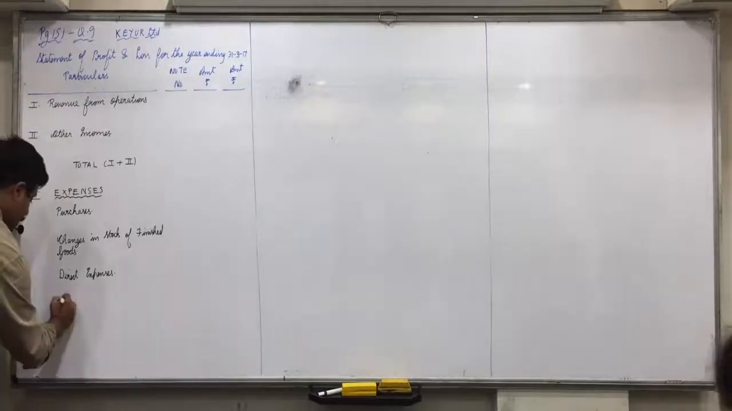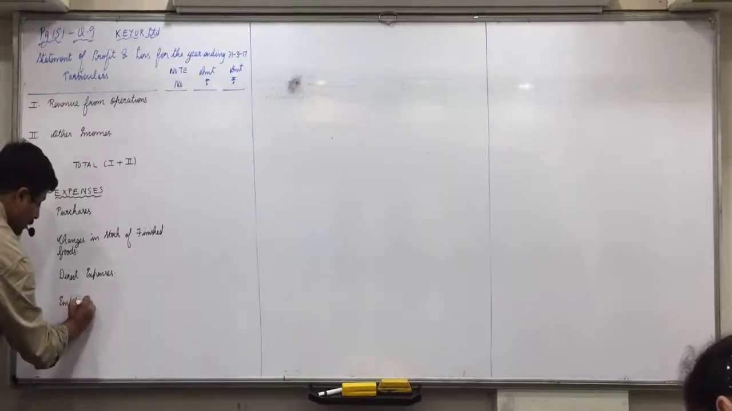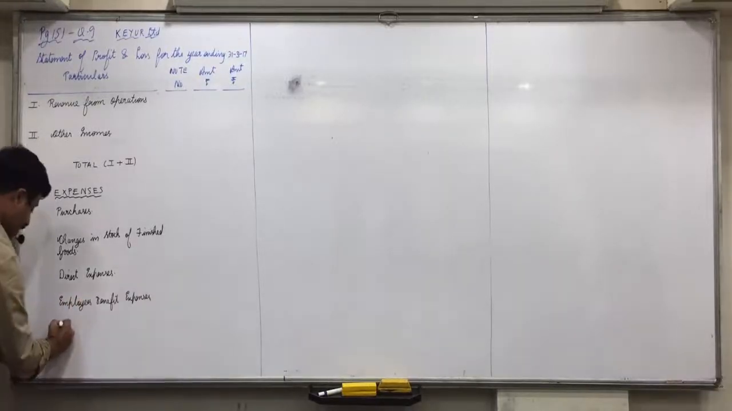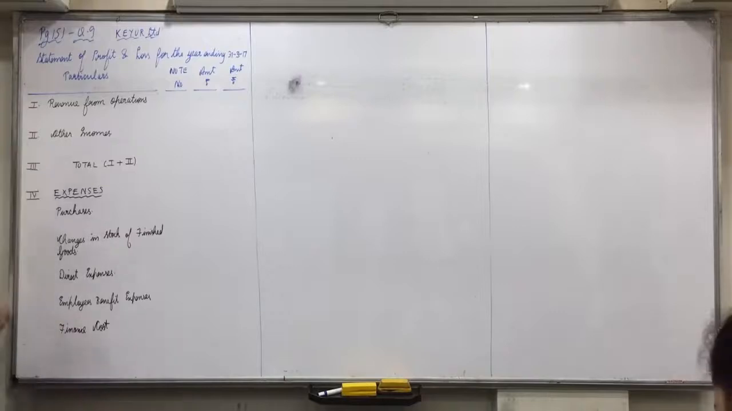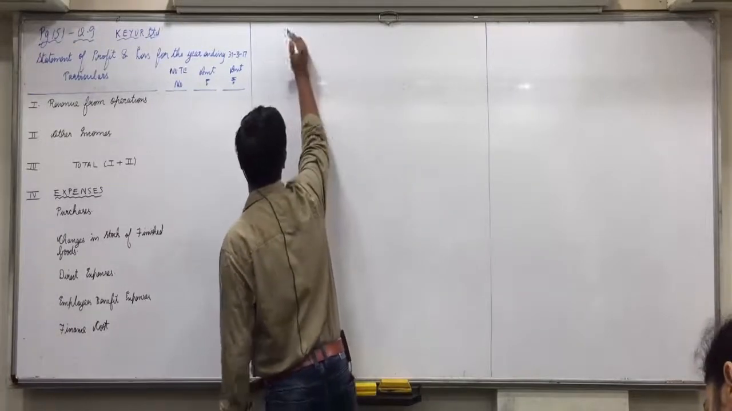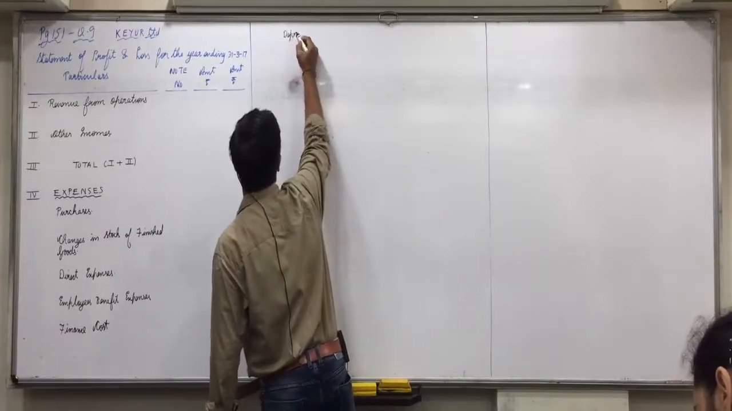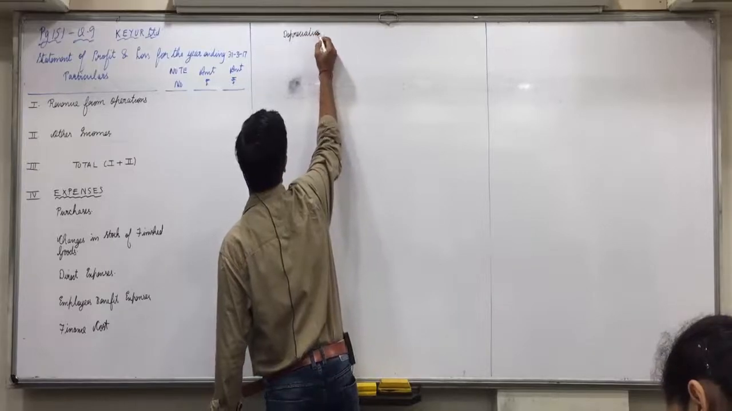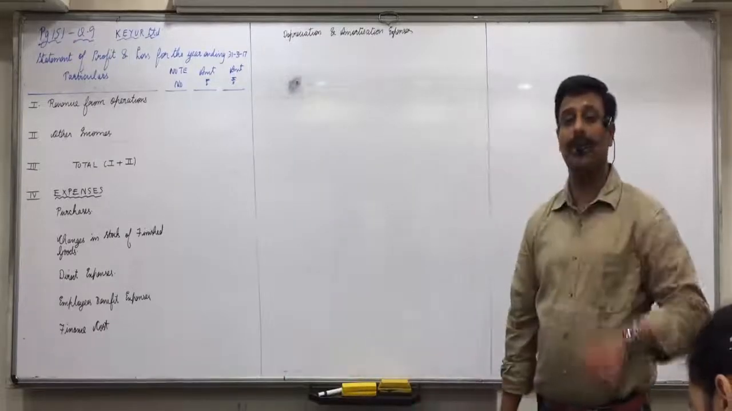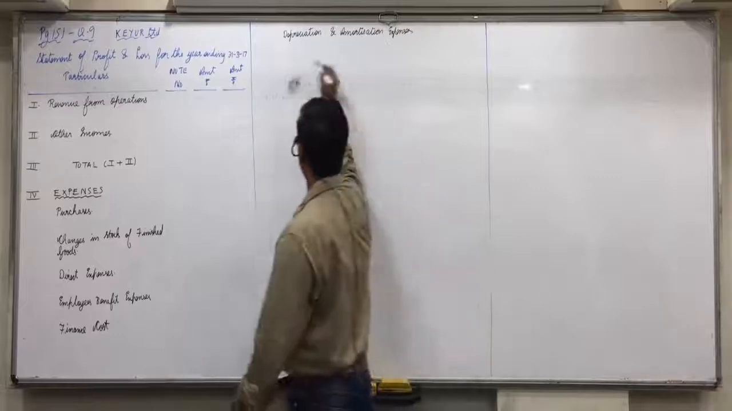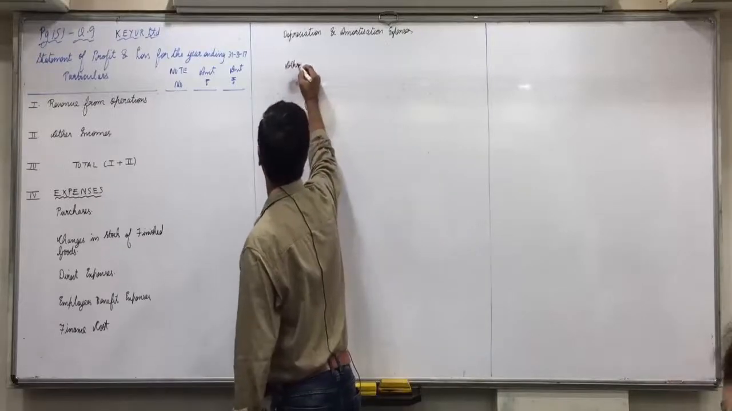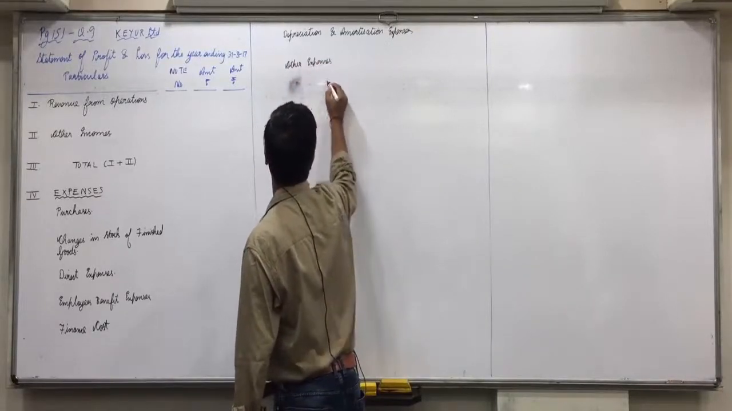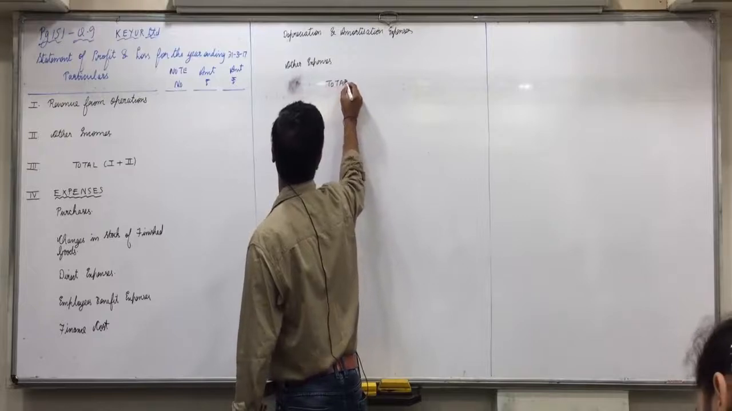D is direct expenses. E is employee benefit expenses. F is finance cost. Yes, now C, D, E, F, do. D again stands for depreciation and amortization expenses. And O stands for other expenses. The next line we will write the total in the outer column.